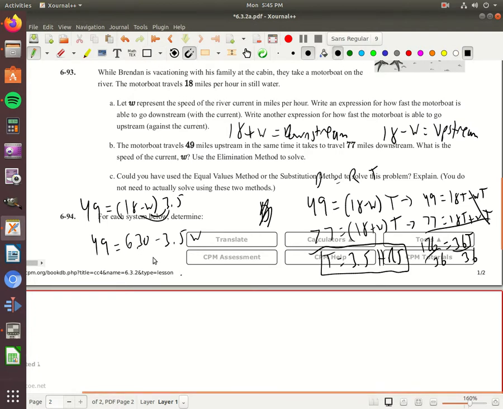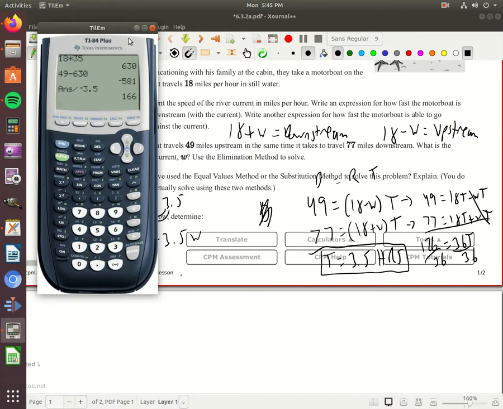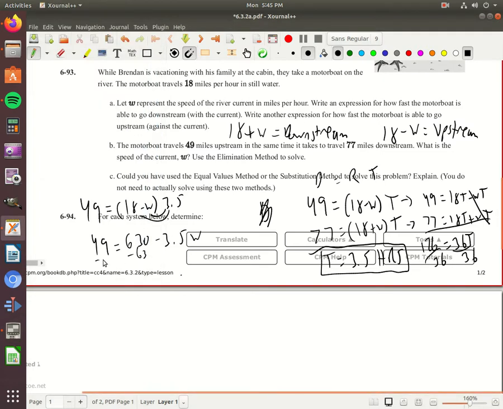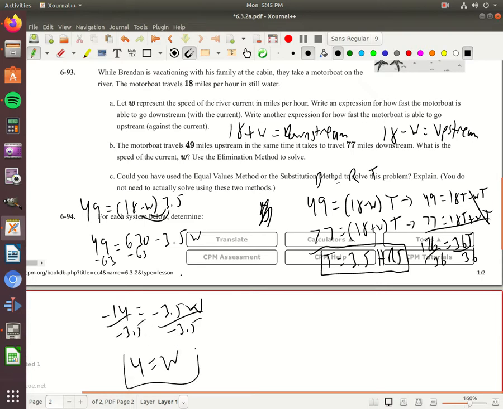This is 63, so minus, is that what it was? 63? Yeah, 3.5. So minus 63, so I'm going to get minus 14 equals minus 3.5 W. This makes way more sense. Divide by minus 3.5, and 4 is going to equal W. So that's the current, right? W was the current. So 4 miles per hour.